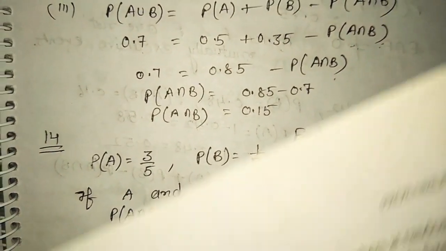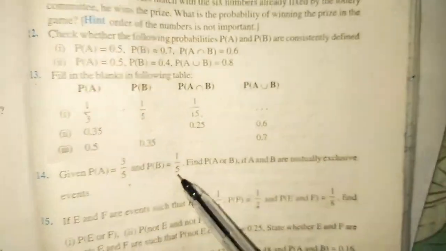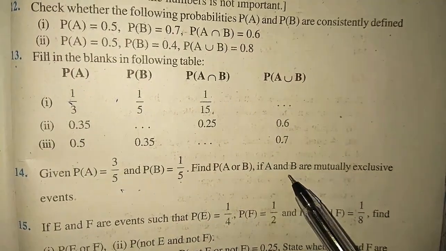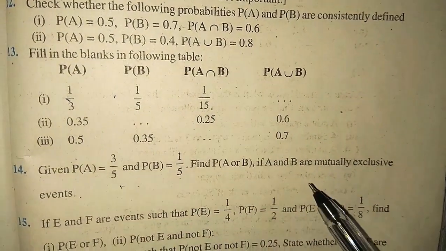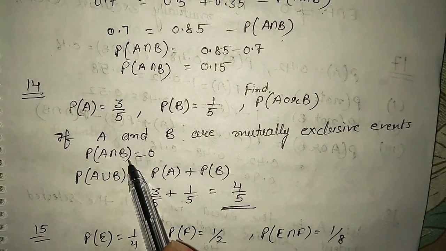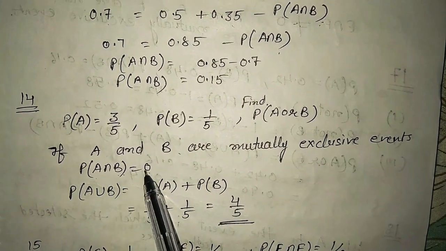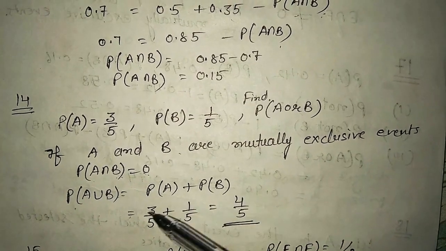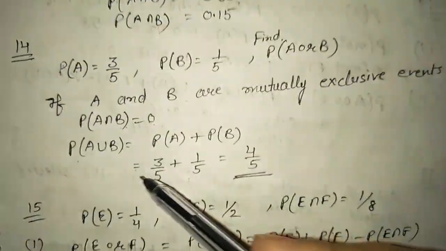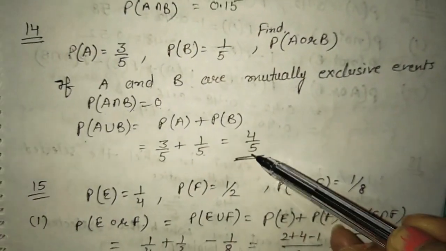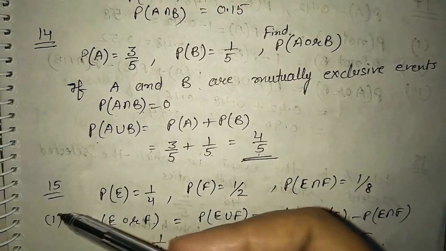Now come to the 14th question. P(A) is given, P(B) is given. Find P(A or B), where A or B means union, if A and B are mutually exclusive events. If A and B are mutually exclusive, then the probability of their intersection is 0. That means P(A union B) is equal to P(A) plus P(B). We have discussed this formula. P(A) is 3 by 5, P(B) is 1 by 5. Then P(A union B) is 4 by 5.